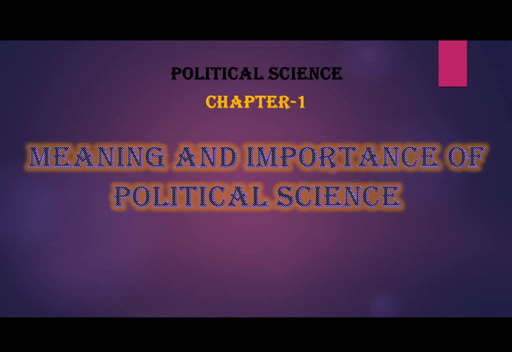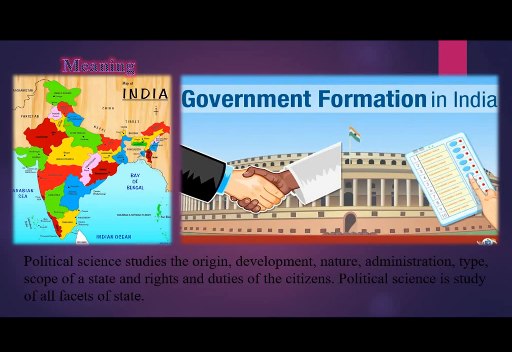In today's class we are going to talk about some of the important features of political science, but before that I would like to give you a small piece of information about the meaning of political science once again. See, political science is not only the social science which studies the structure of the government. It also studies the origin, from the source, development, nature, administration and type of the state, and the rights and duties of the citizens which we have in our country. All that we are going to study here.